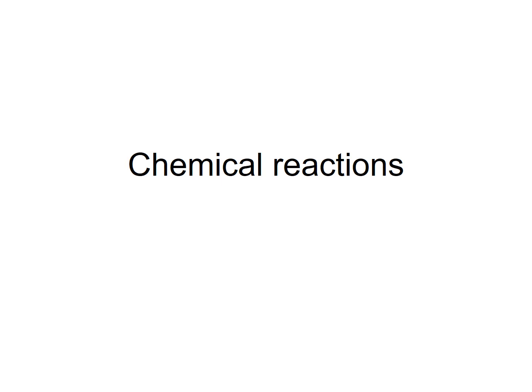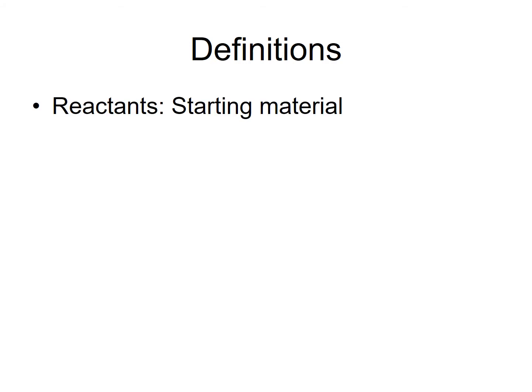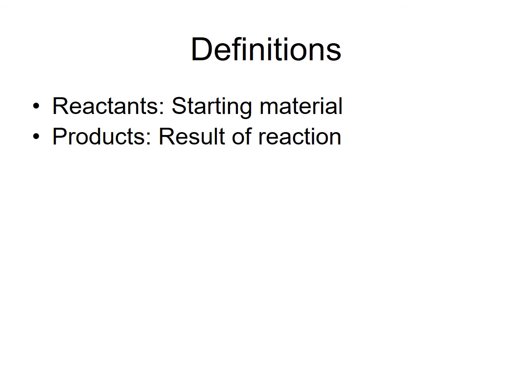In this unit, we're going to discuss chemical reactions and chemical reaction notation in particular. First, we introduce some definitions. When we carry out a reaction, the material we start with, all those substances are called the reactants. The materials we end up with, the result of the chemical reaction, those substances are called the products.